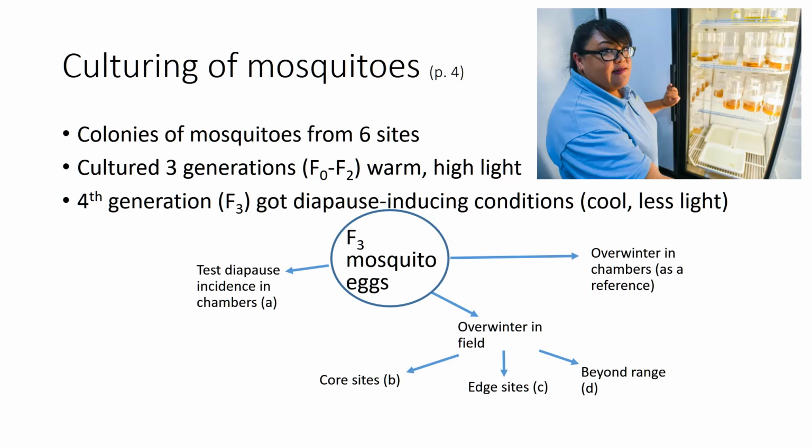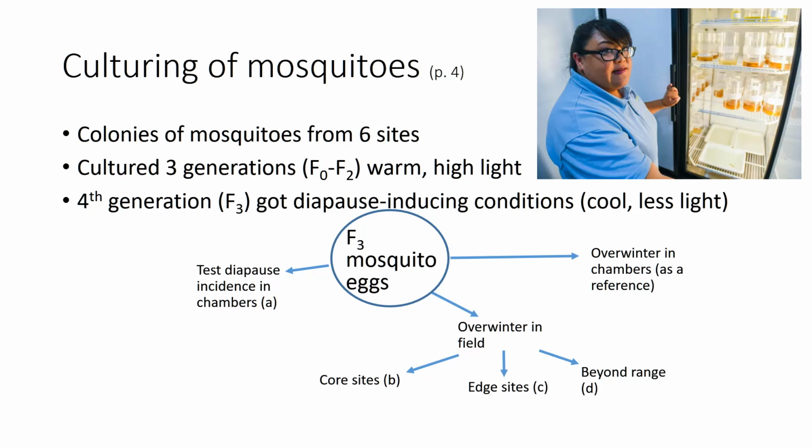On page 4, they describe the methodology, the general methods of culturing mosquitoes. And this paragraph gets a little messy and confusing, and I think they could have done a better job of clarifying how they did this. I'm going to try to do a better job here using this figure. But basically, they collected colonies of mosquitoes from 6 different sites and then kept them separate and grew them separately. They cultured 3 generations of those mosquitoes in a warm, high light environment.